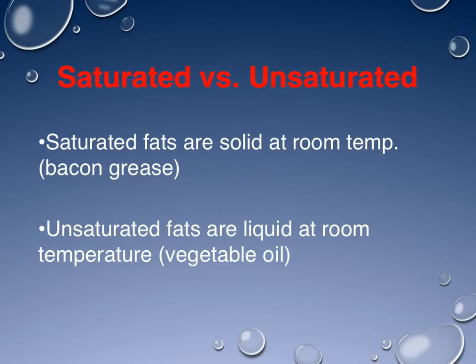There are two main classes of fats. There are saturated fats versus unsaturated fats. Saturated fats are those fats which are solid at room temperature, like, for example, bacon grease, if you've ever seen that in a frying pan a few hours later. And then there are unsaturated fats, which are liquid at room temperature, like, for example, vegetable oil.